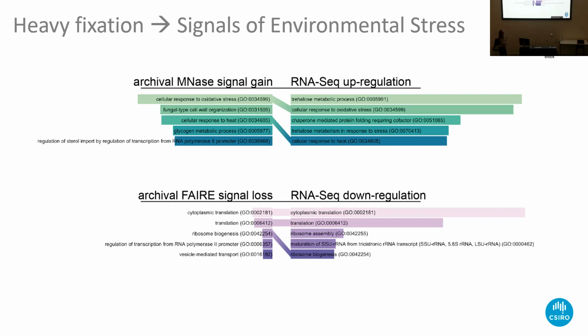When we look at the archival micrococcal nuclease signal gain, we have similar pathways being enriched with this assay as to RNA-seq. So we're seeing parallel information through archival samples. And so MNase did that. FAIRE didn't do that so well with the upregulated genes. However, when we look at those genes that are downregulated, where we're seeing signal loss for FAIRE, we see a parallel type grouping of biological processes enriched in both pathways. And so while FAIRE is great at finding those genes that are highly upregulated, here it's giving a good signal of those which are downregulated.